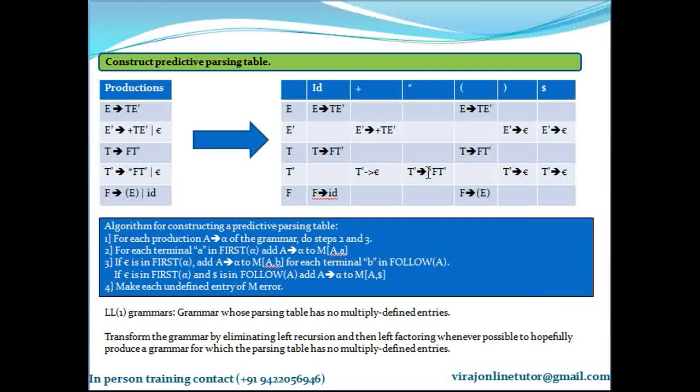In this example, each cell contains a maximum of one production. There is no redundancy, and there are no multiply defined entries in the table. That's why this is an LL1 grammar. So the steps to follow are: eliminate left recursion, perform left factoring, compute FIRST, compute FOLLOW, construct the table, and if the table still contains multiply defined entries in a particular cell, then it is not an LL1 grammar.